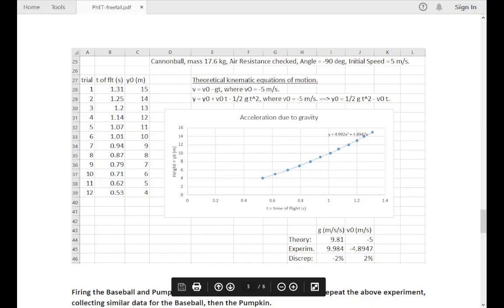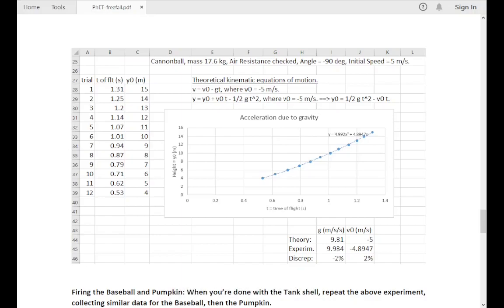So here's the theoretical value we're looking for. Gravity is 9.81 meters per second squared. And the initial velocity, we know we set that to be minus 5 meters per second. Experimentally, we got gravity is just twice this number here. It turns out to be 9.984. And we compare that with the theoretical known value down here as a percent.